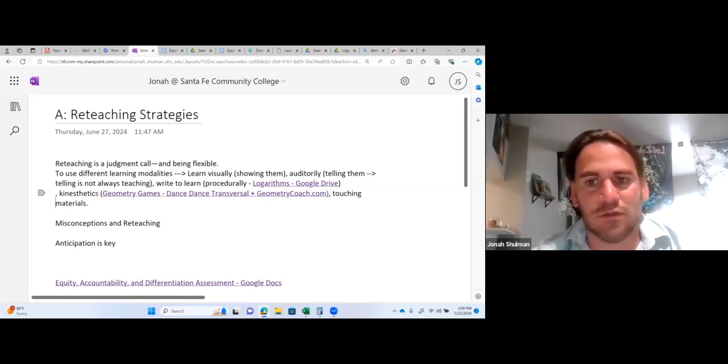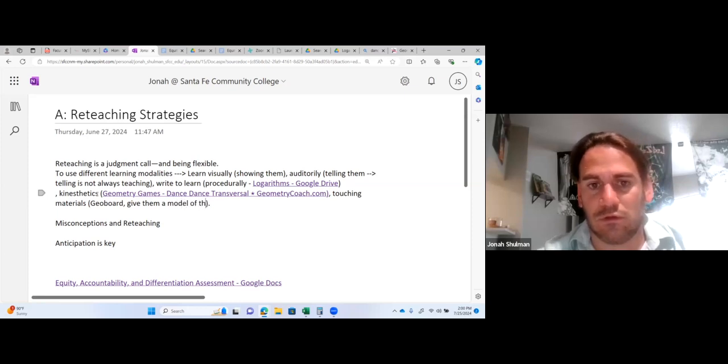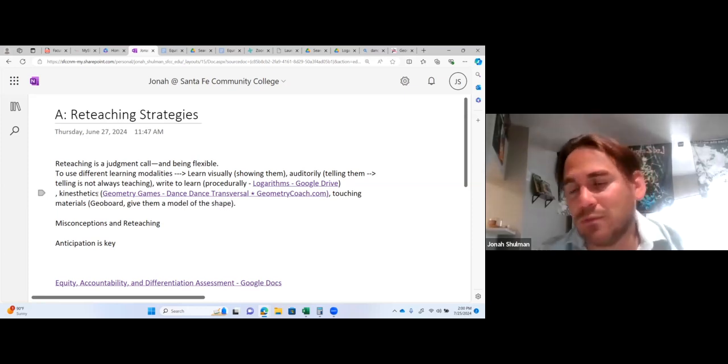Touching materials, you can think about geoboards for this, where students actually get to get their hands on the shape. A geoboard is really good for this, where students can hold the materials or you give them a model of the shape. So it's basically just trying to give them other options.